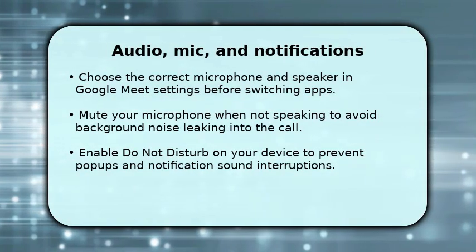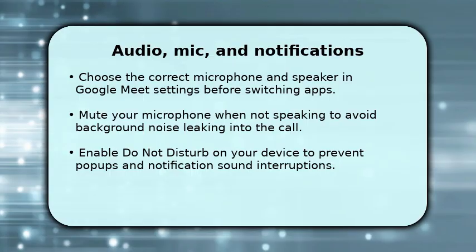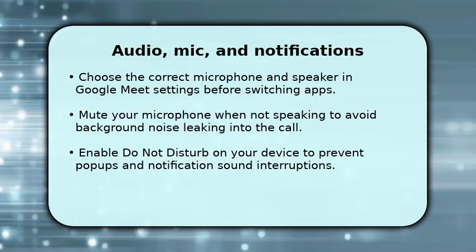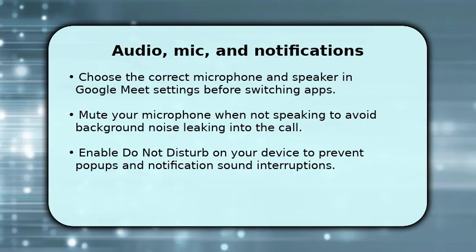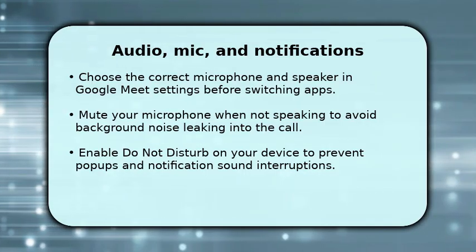Before switching apps, choose the correct microphone and speaker in Google Meet settings. Click the three dots, then Settings, then Audio to select your preferred devices. Use wired headphones to reduce echo and enable noise cancellation if available.